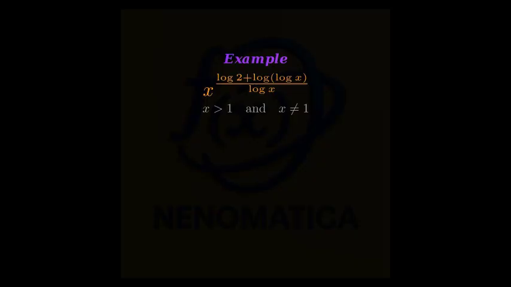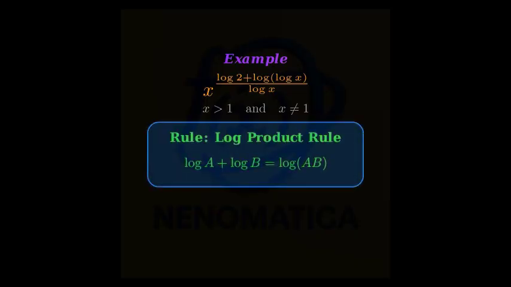Step 1 in the image combines the two logarithms in the numerator using the product rule. Log a plus log b equals log of a times b. Then we apply it to log 2 plus log of log x.